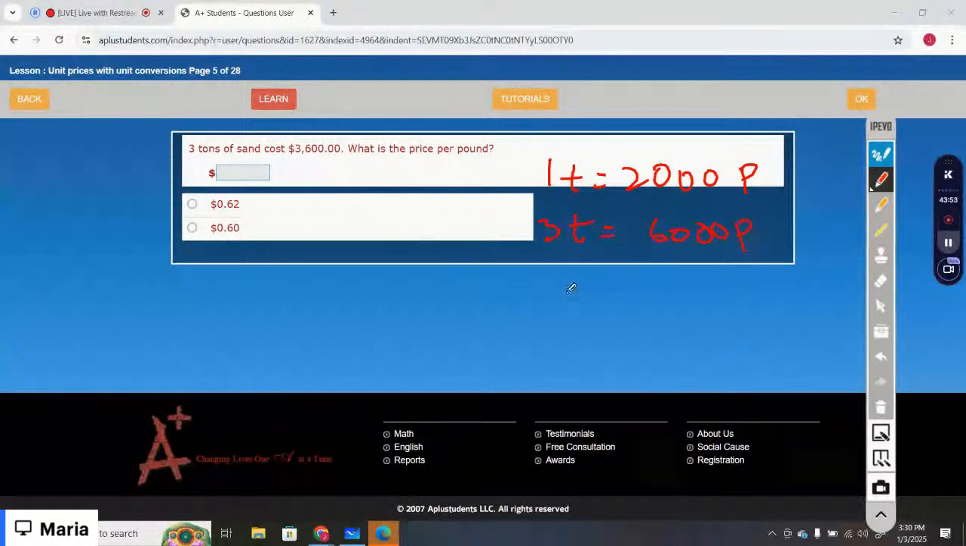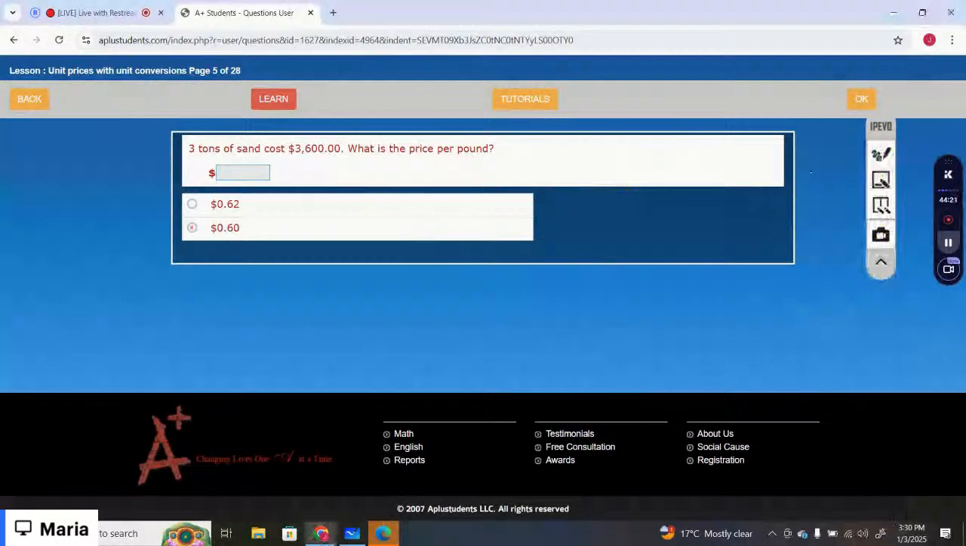So you have to do 3600 divided by 6000. So which is the correct option? That is 0.6. Option number 2 is the correct option. That is $0.60.